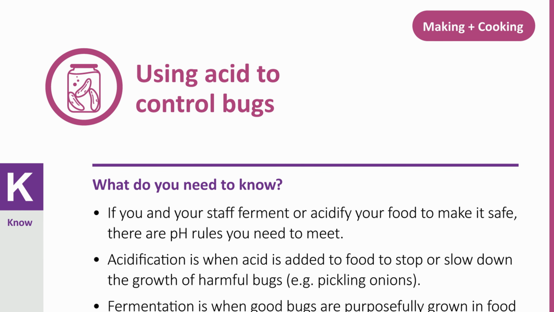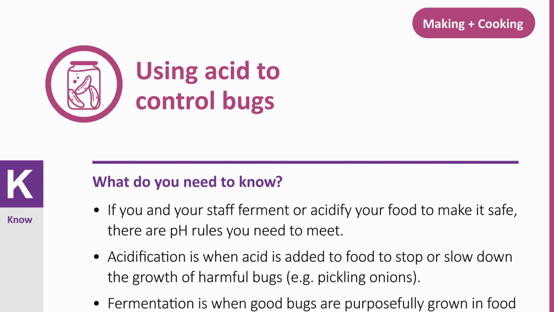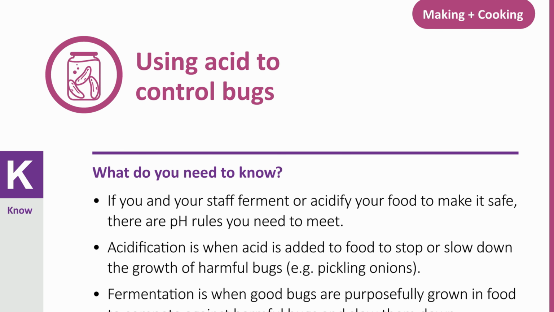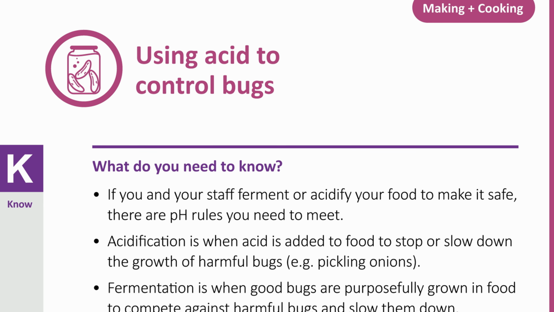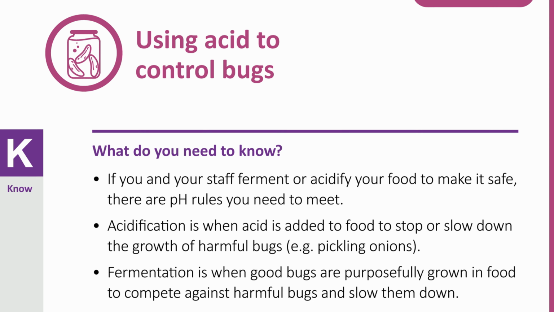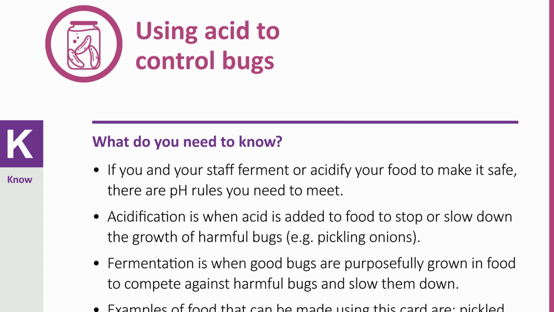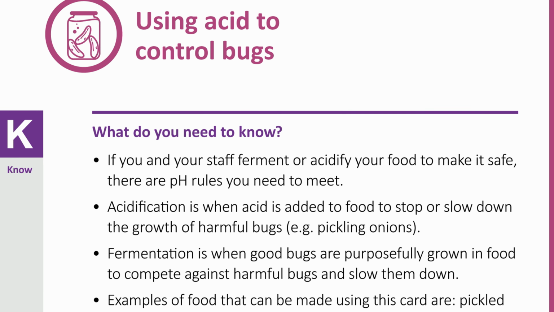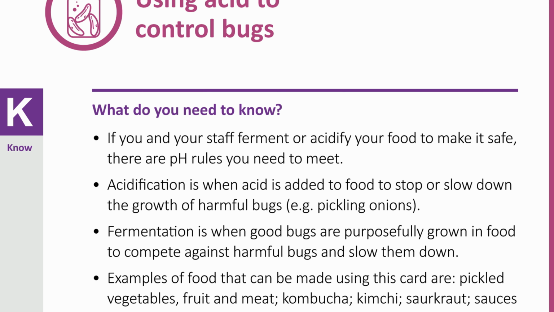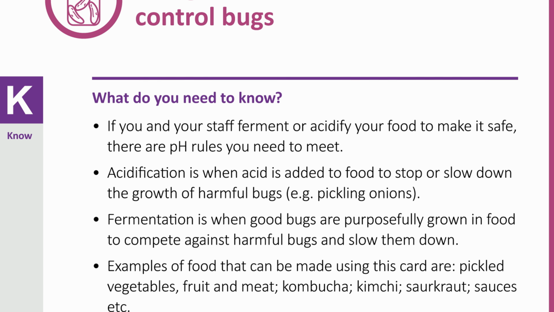If you and your staff ferment or acidify your food to make it safe, there are pH rules you need to meet. Acidification is when acid is added to food to stop or slow down the growth of harmful bugs, for example, pickling onions. Fermentation is when good bugs are purposefully grown in food to compete against harmful bugs and slow them down.